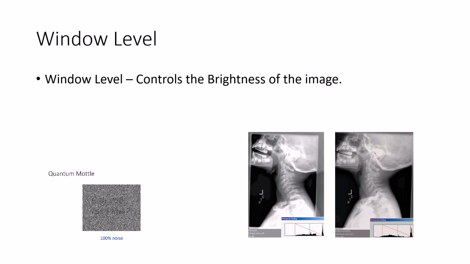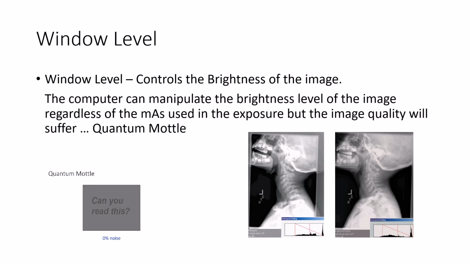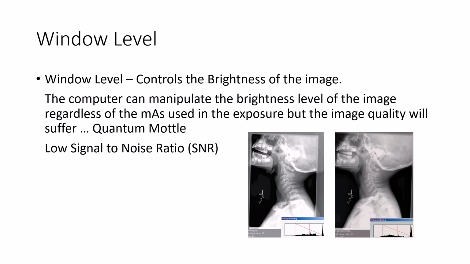As you increase the brightness, you actually are subtracting data from the image, and this can result in quantum mottle. The computer can manipulate the brightness level of the image regardless of the mAs used in the exposure, but will suffer quantum mottle. You have a low signal-to-noise ratio.